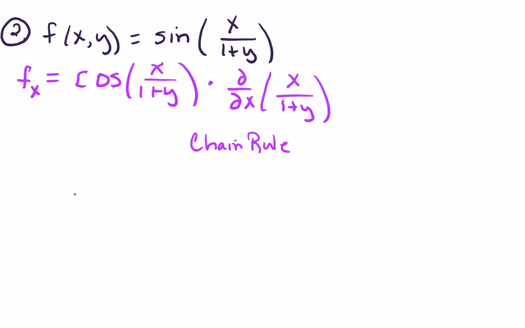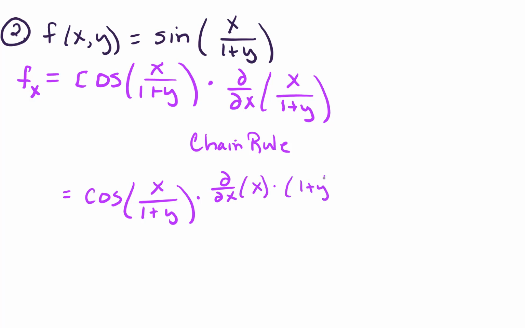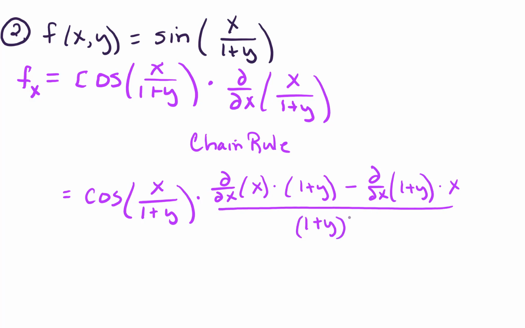Okay, let's keep going. Copy down what we had: cosine of x over 1 plus y, and according to the chain rule, we still have some more work to do. So we need a derivative of a quotient, so we'll use our quotient rule: the derivative of the numerator times the regular denominator, minus the derivative with respect to x of the denominator times the regular old numerator, all over the denominator squared. And this right here is our quotient rule.